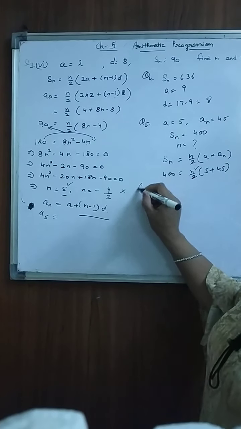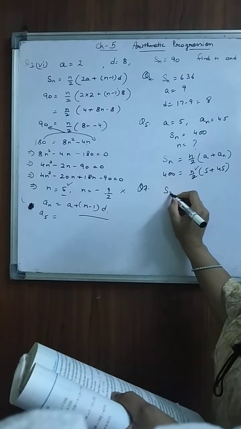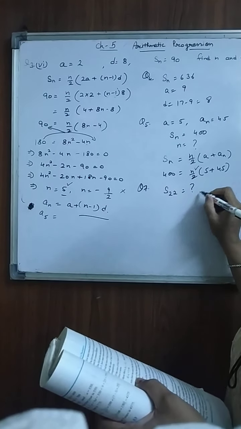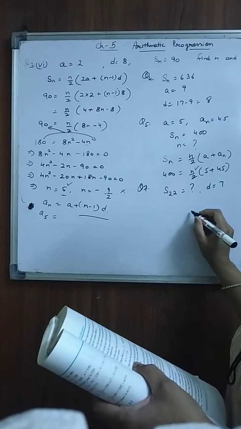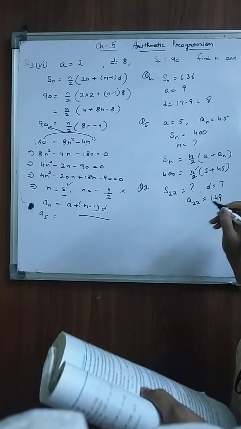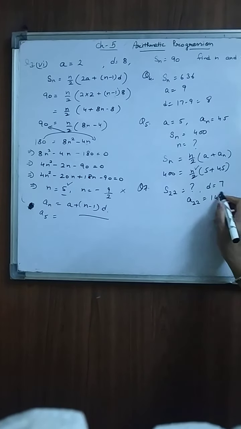Let's come to the 7th question. He is saying in the 7, we have to find S22. D is given to you as 7 and the 22nd term, A22, is given as 149. Now how to solve it? First of all, use this one.